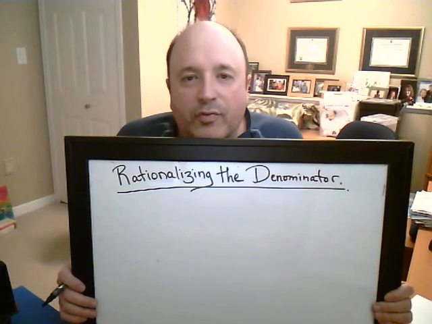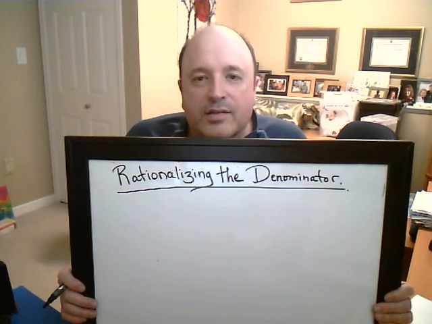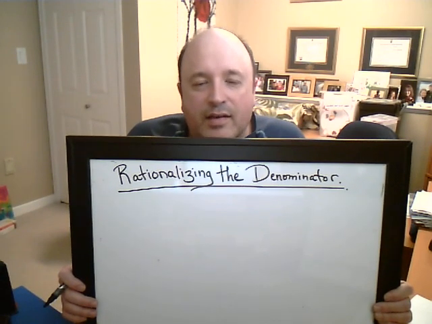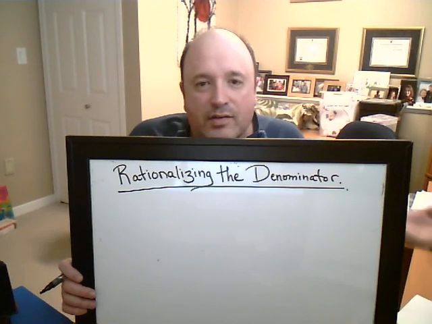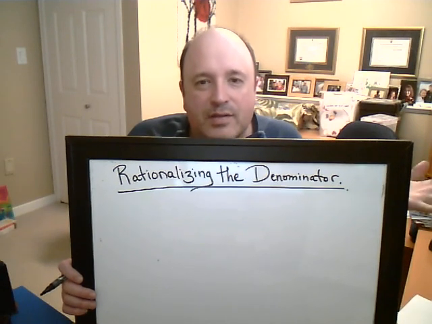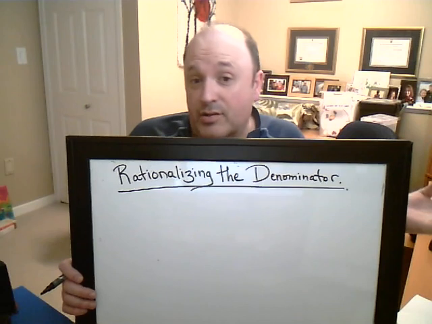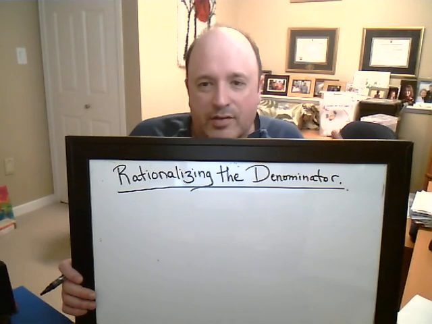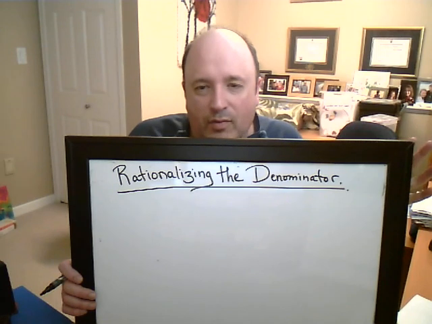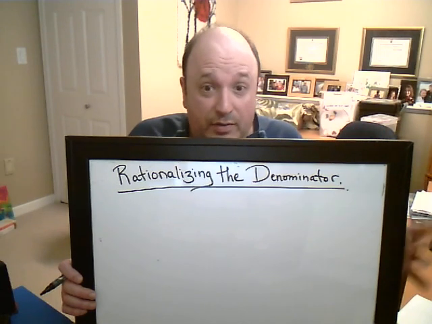The other main skill for us is something called rationalizing the denominator. Rationalizing means to make something rational. What it relates to is the idea that a square root is an irrational number. And the denominator is the part of the fraction that's below the fraction line. So let's look at what we're actually trying to accomplish.